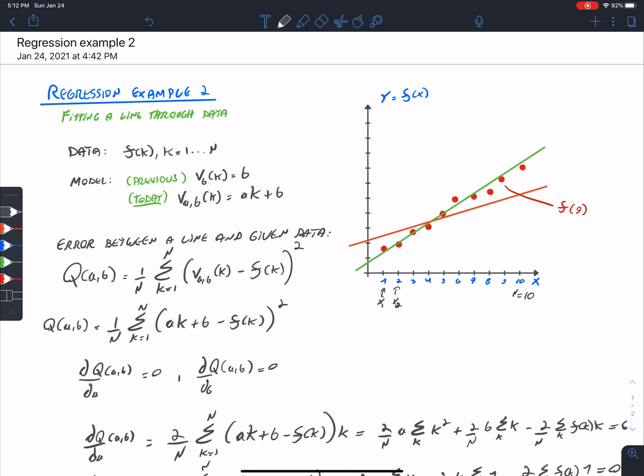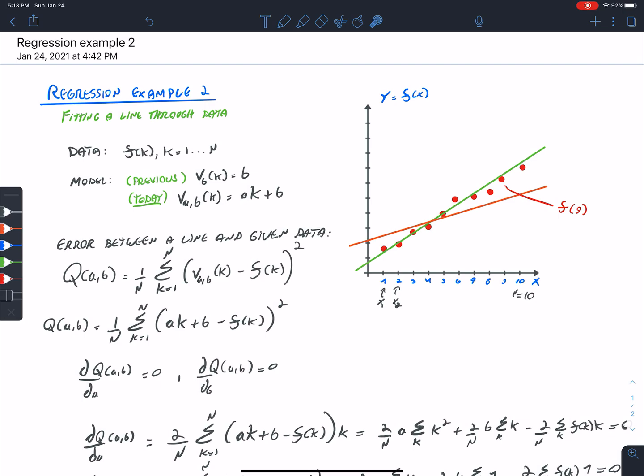Welcome back to our series on least squares linear regression. In the past video, we saw how to fit a simple model to some given data. We're going to continue this right now, and we're going to make the model slightly more complicated. Like we saw last time, we're going to have the same setup.